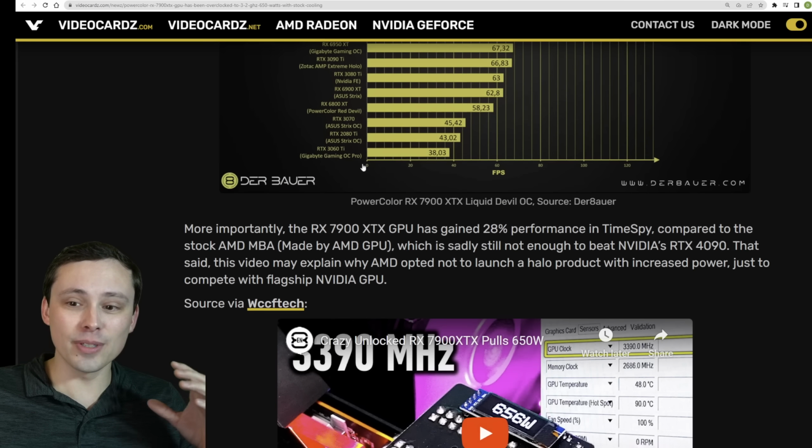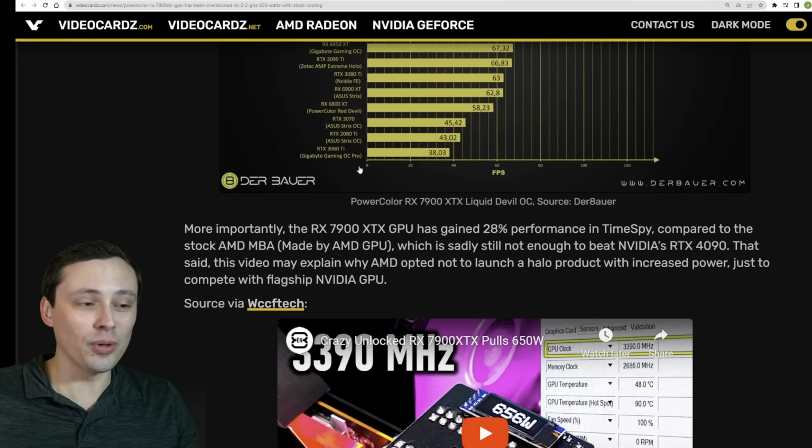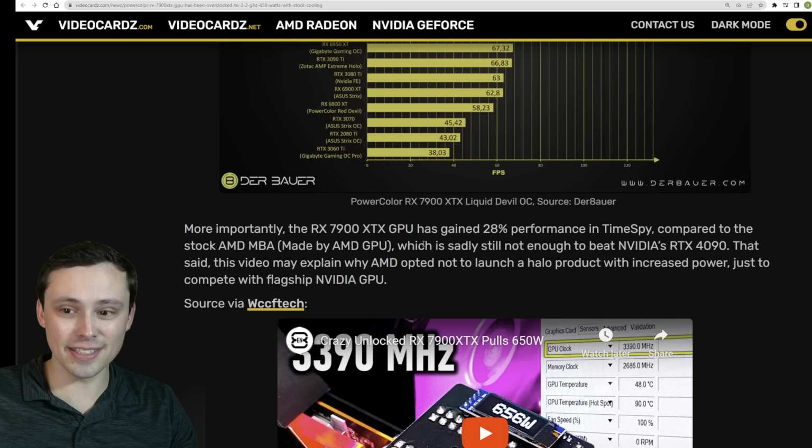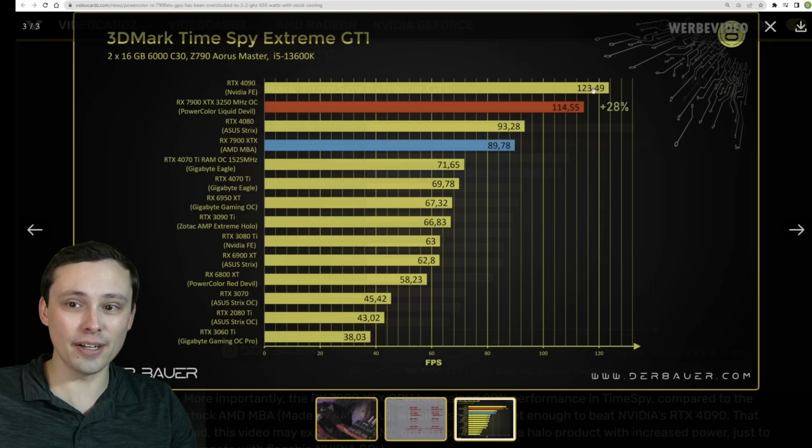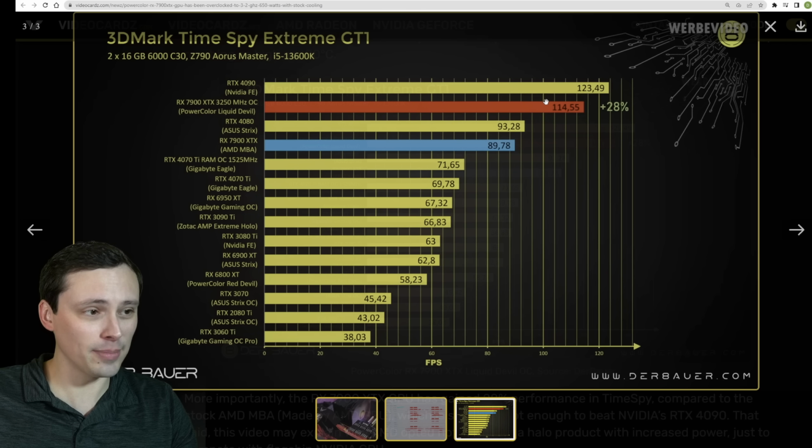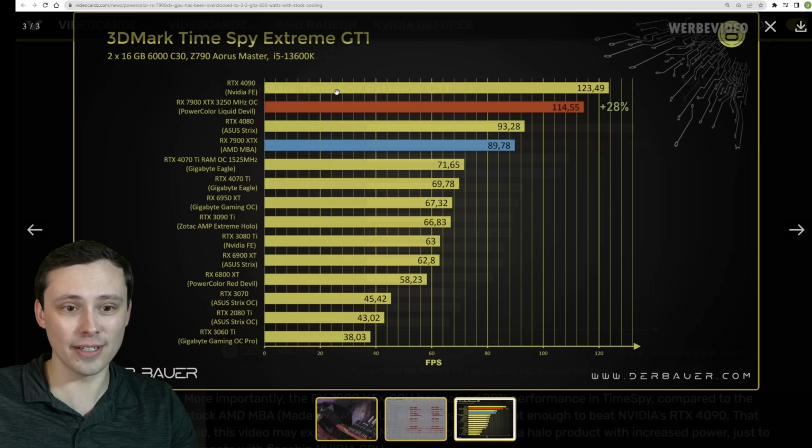Now, that doesn't mean everyone's going to be able or want to run their card like this in gaming, and it's also of note that it still didn't quite catch up to a stock RTX 4090 Founders Edition.